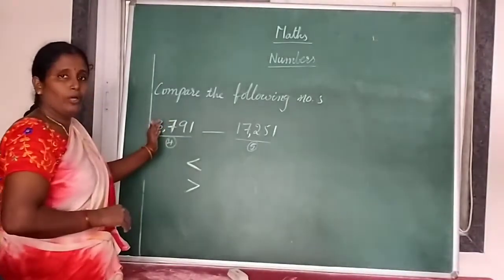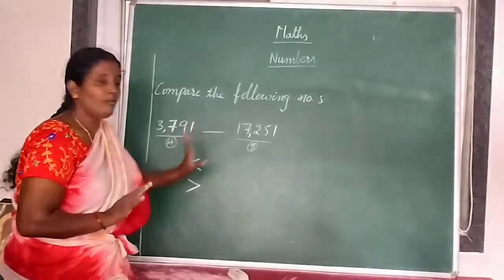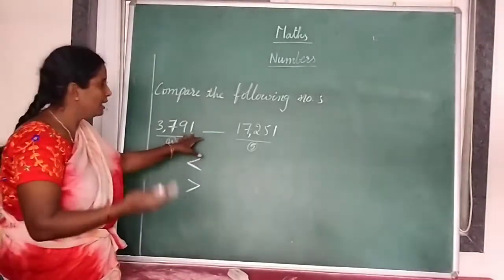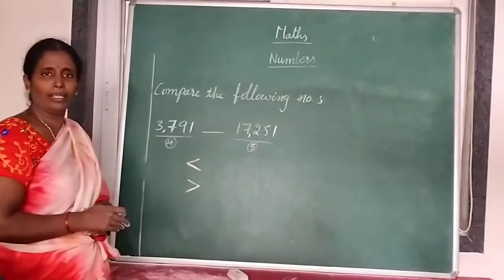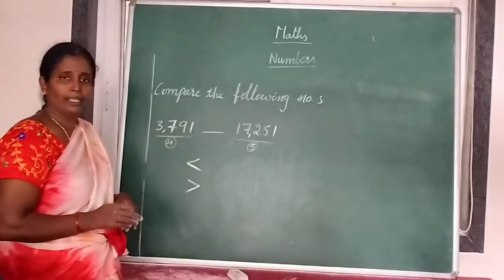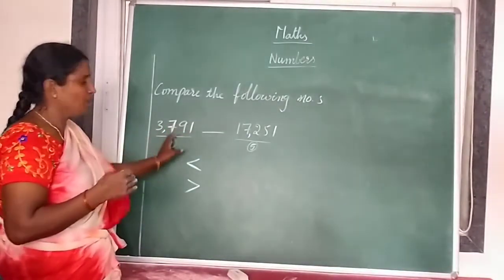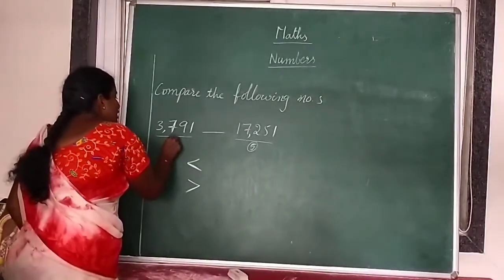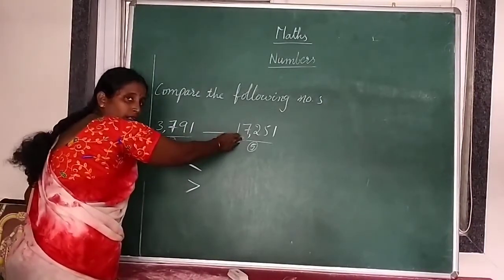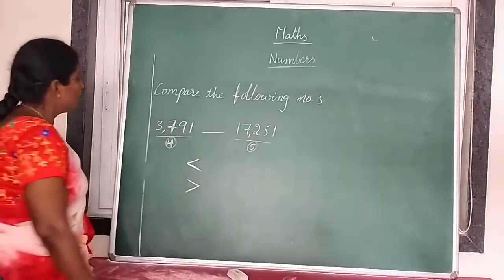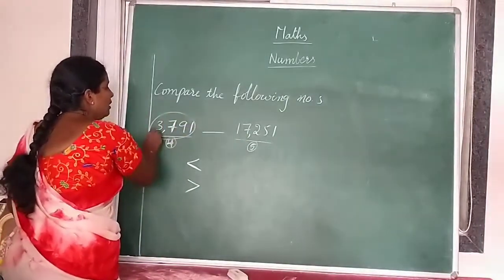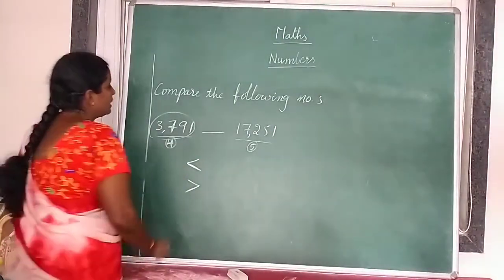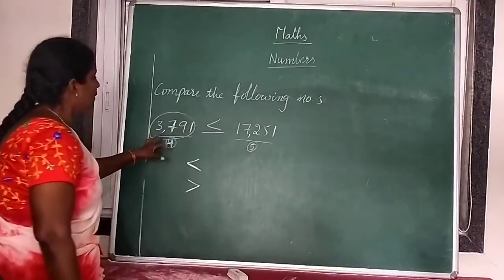Now a 4 digit number is always less than a 5 digit number. It means 3791 is smaller or greater than 17251? There are fewer digits in this number, no? Fewer digits means it is smaller than this number. So what is the symbol? If the first number is smaller, which symbol did I say to use? Less than symbol or greater than symbol? Less than symbol. So now can you read?